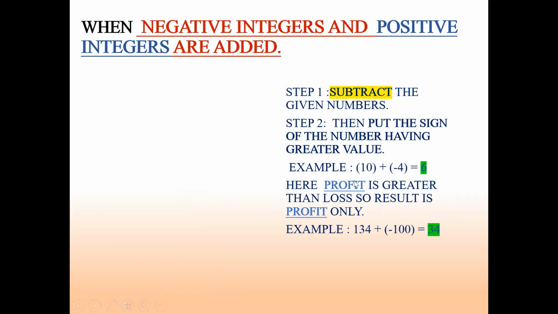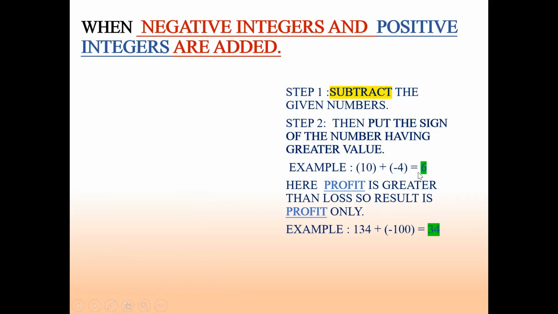Here 10 is a positive number and 4 is a negative number. So that means 10 is the profit that you have earned and 4 is the loss that you have faced. Ultimately, as your profit is more than your loss, you will be left with 6 rupees. And how do I reach this? You just subtract, and as such, 10 is greater than 4 and it has the plus sign. When there is no sign, it is a plus sign. So your result will always be a positive number.